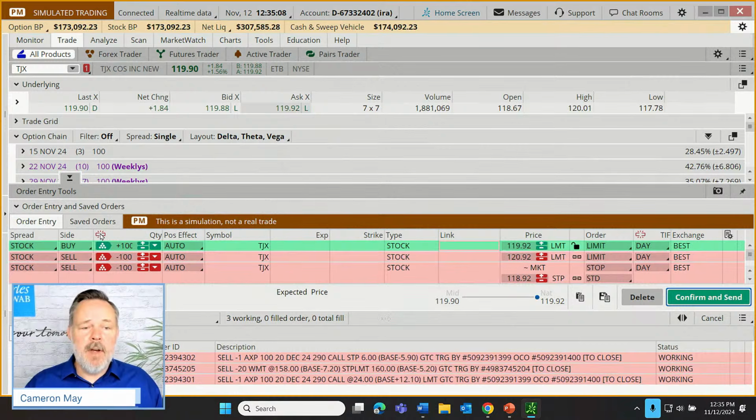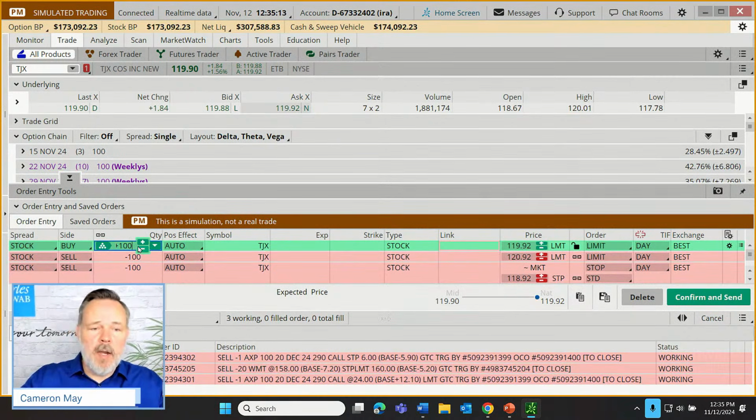So let's start to fill this in how we intend to submit it. Let's change, first of all, the quantity from the default 100 shares. Let's change that to 41. And you may have noticed that I clicked on the little chain link and I repaired it.